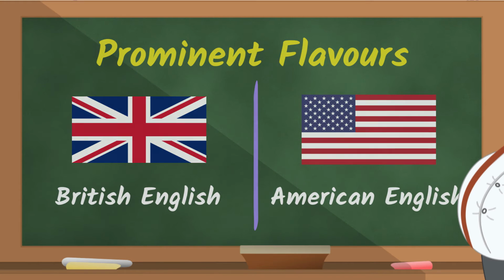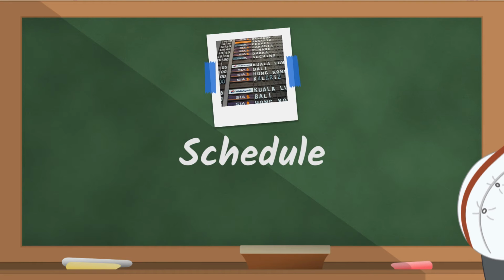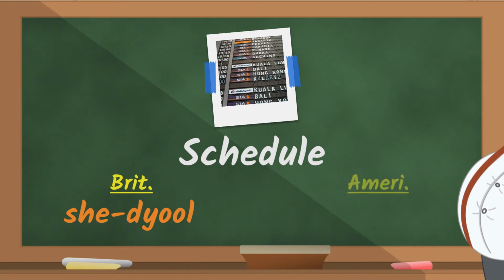So here are a few words which are pronounced differently in British English and American English. Here's the first one. This word is pronounced in British English as schedule, but the Americans pronounce it differently. They pronounce it as schedule.